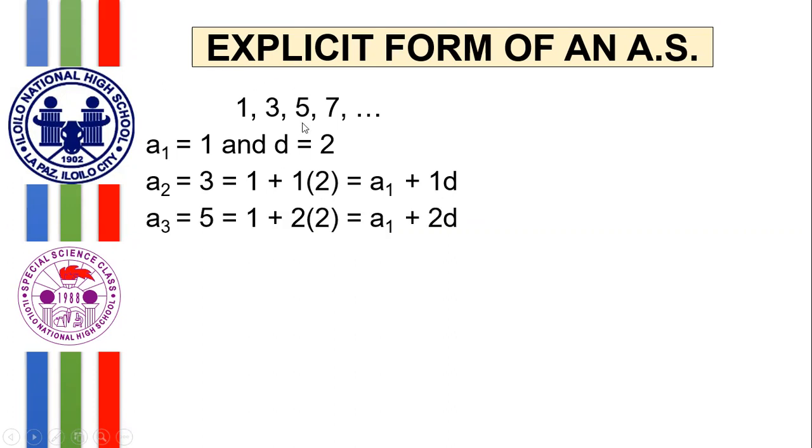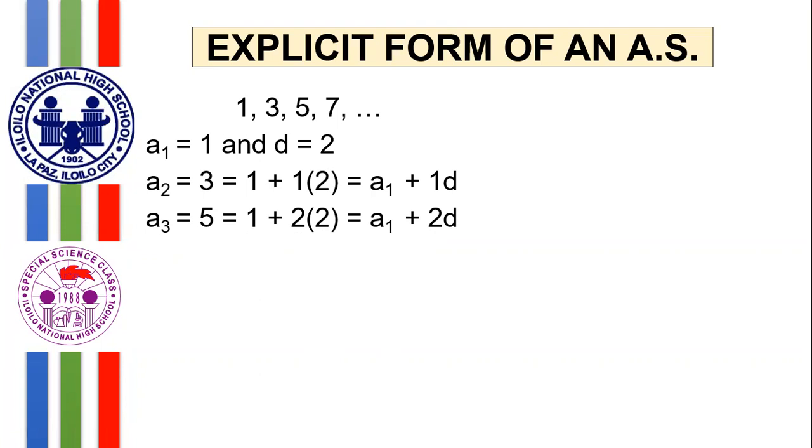If you have the third term, which is 5, how many times did we add 2? We have 1, 2. So you added the common difference twice from the first term, which is 1. That's why I expressed 5 as 1 plus 2 times 2. 1 was added with the common difference 2 twice. But replacing 1 with a sub 1 and 2 with d, a sub 3 is equal to a sub 1 plus 2d.